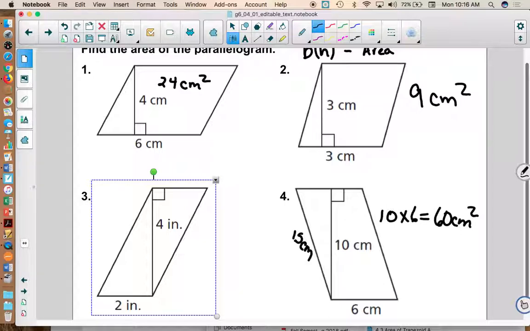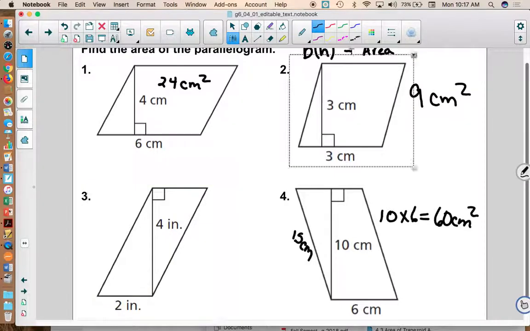Could I calculate the perimeter of number 2? Do I have enough information to calculate that perimeter? No, I do not. Because perimeter is the sum of all the sides, right? I know this side is 3 centimeters, and that means this side up here is going to be 3 centimeters, but I don't know what the angle pieces are, so I can't find the perimeter of it, only the area.